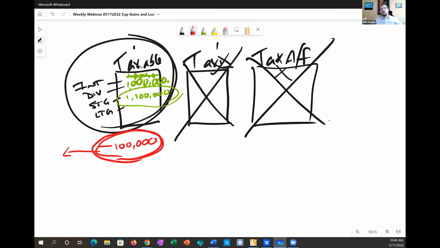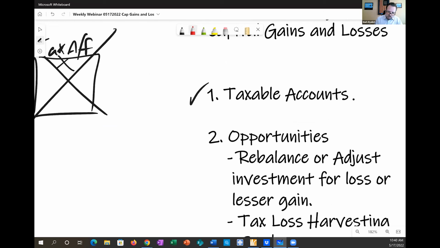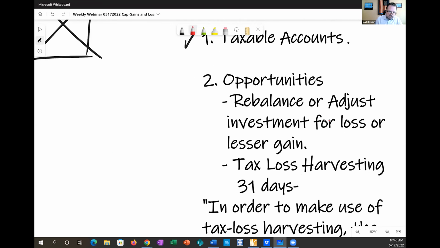What if you say, I really love this investment though. I really love what it's invested in. I love the funds. I love the stock. I love whatever it is. Well, you can still do it. There is a thing called tax loss harvesting.